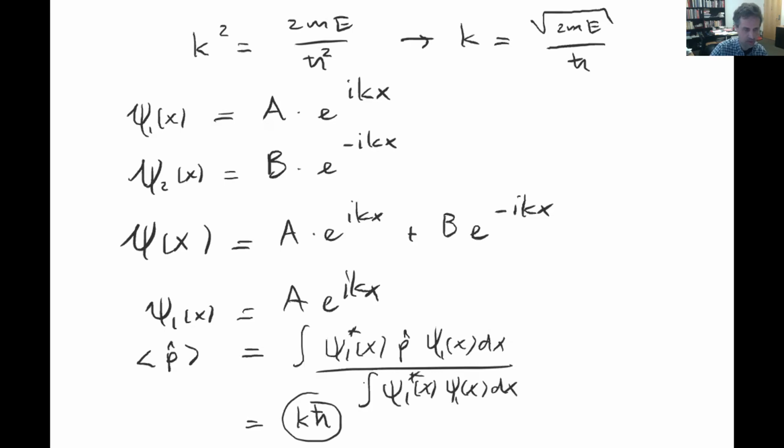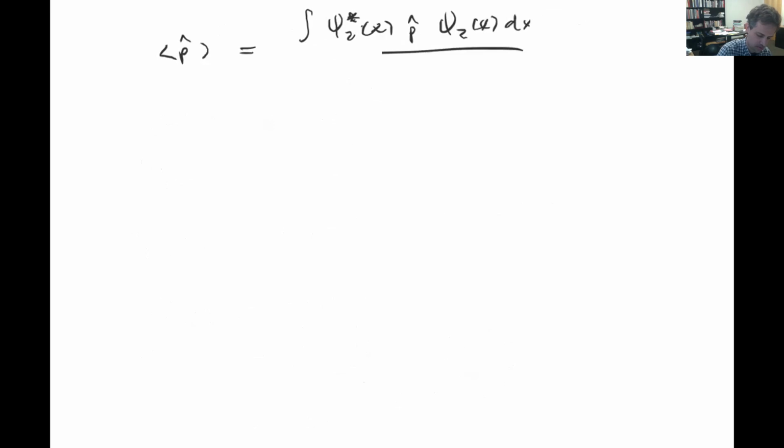Now, what if the particle is described not by psi1 but by psi2? Okay, what does that mean? Well, it's actually not so difficult. So the momentum, if the particle is in state psi2, looks, of course, like this. Okay. Calculate that thing.